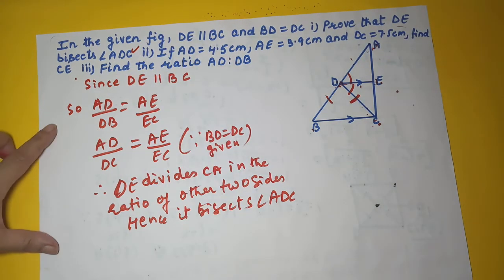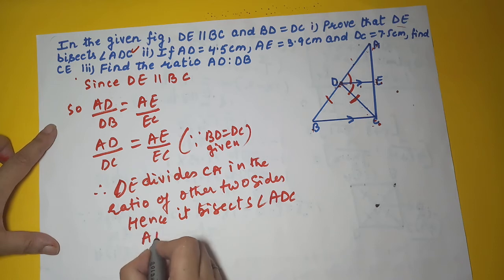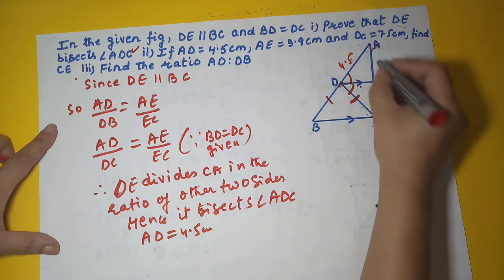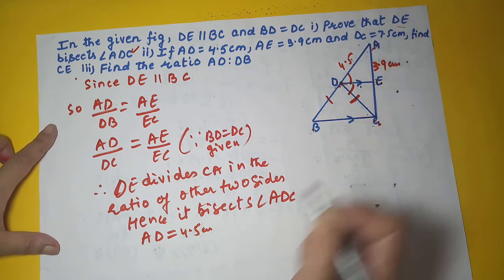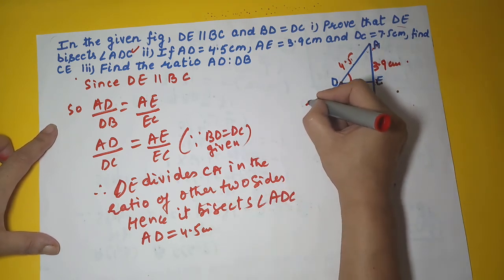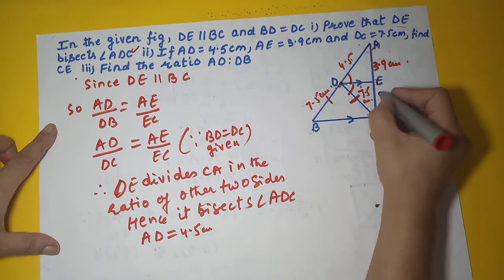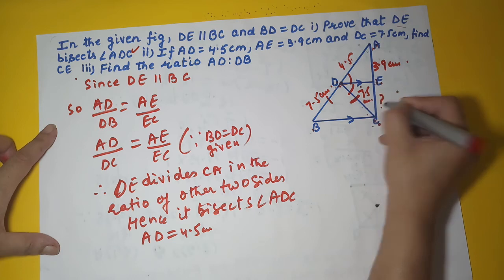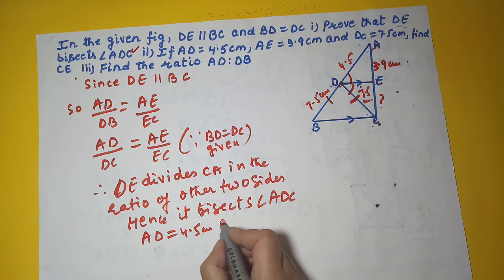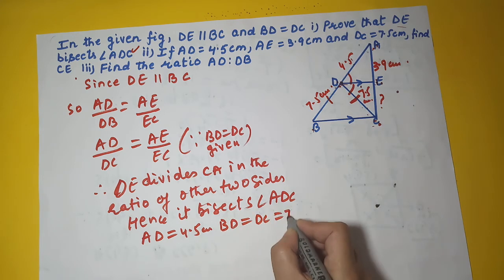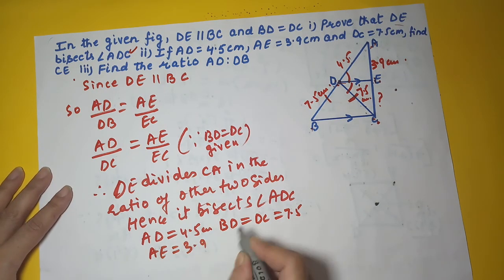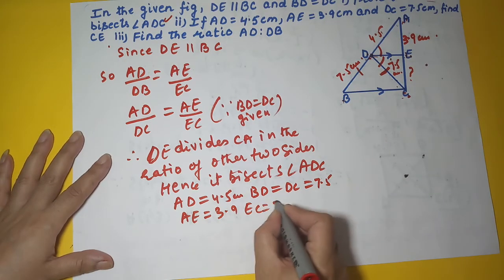Now for the second part, the data is given to us. AD is given 4.5 centimeters. AE is given 3.9 centimeters. DC is given 7.5 centimeters. Does that mean DB is also 7.5 centimeters? He wants us to calculate CE. This we have to calculate. So now we will write AD is 4.5, BD is equal to DC is equal to 7.5, AE is 3.9 and EC we have to calculate.